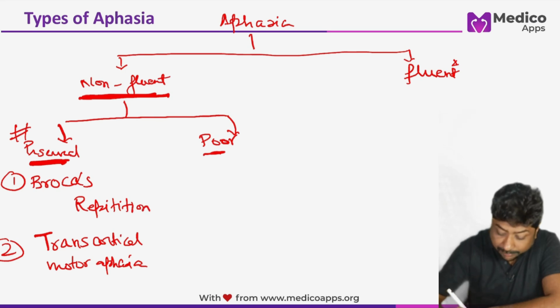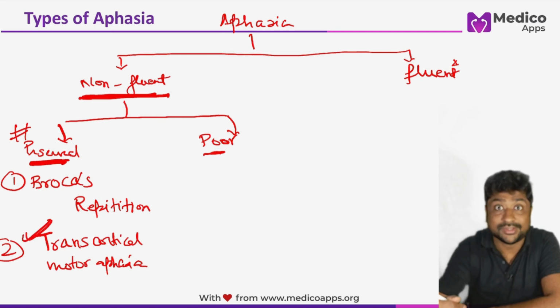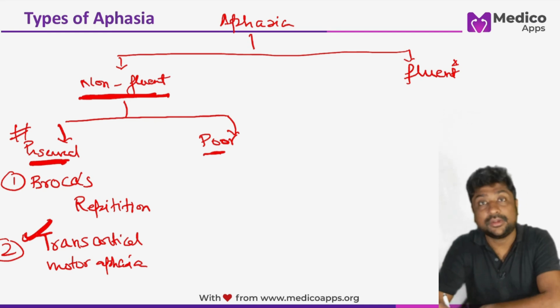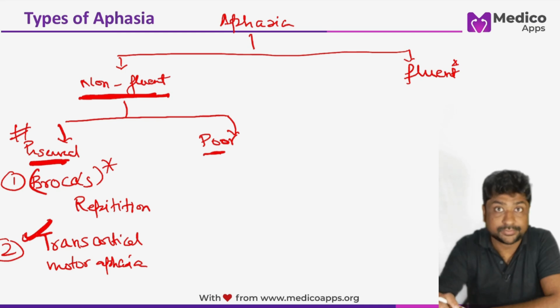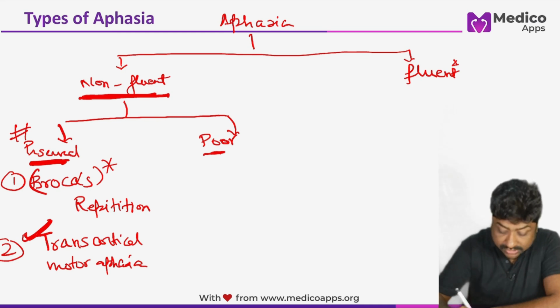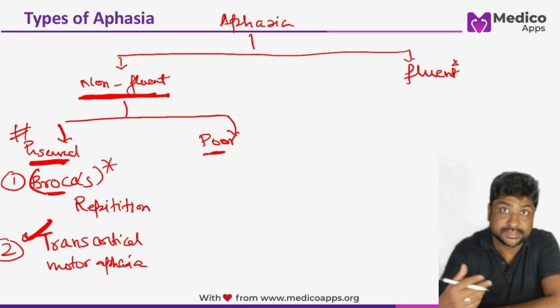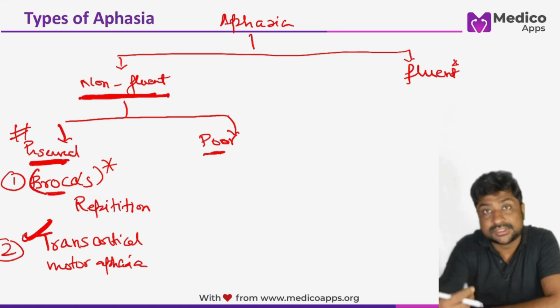For example, you say, "This is a pen." The patient will be able to repeat without any difficulty in transcortical motor aphasias. But repetition is grossly not there when you talk about Broca's aphasias. So repetition is grossly affected in Broca's aphasia, but in transcortical aphasias, repetition is intact. The patient is able to repeat.